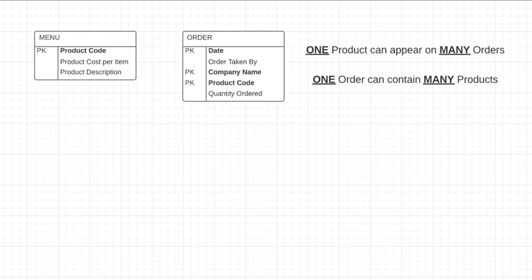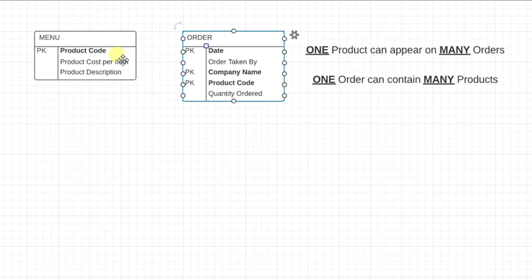So we've got this problem here. We've got one product can appear on many orders, and we've got one order can contain many products. So what we need to do is try and resolve this somehow and look for the things in the order table that are the repeating bits. What causes the many on the order table?